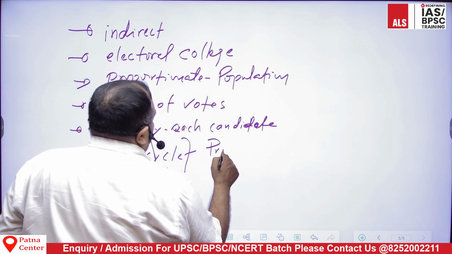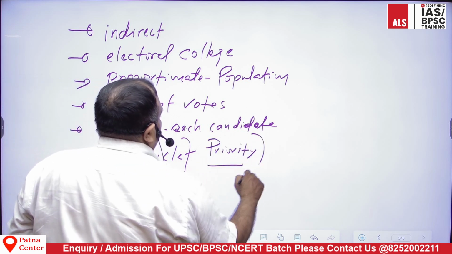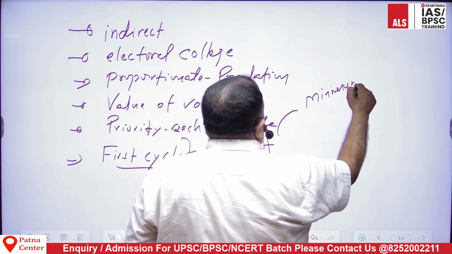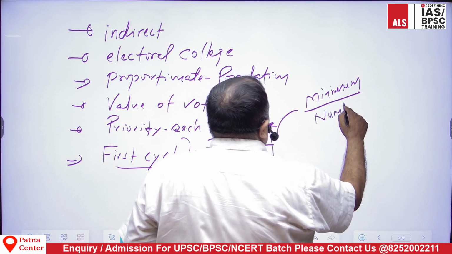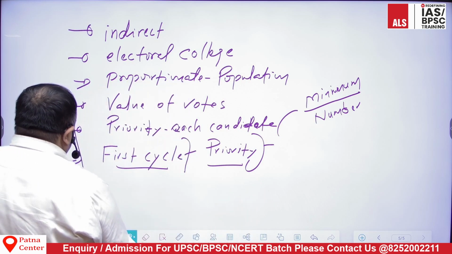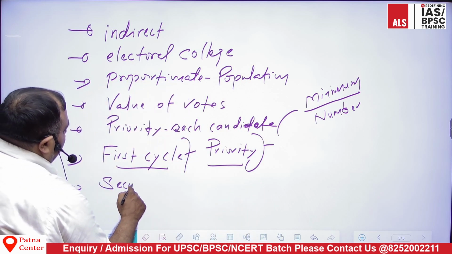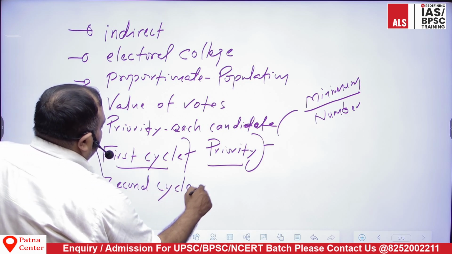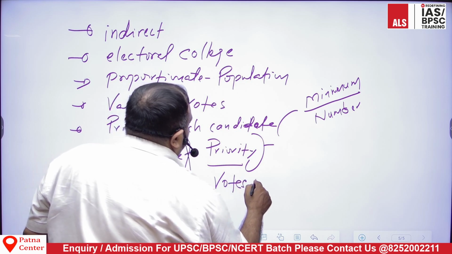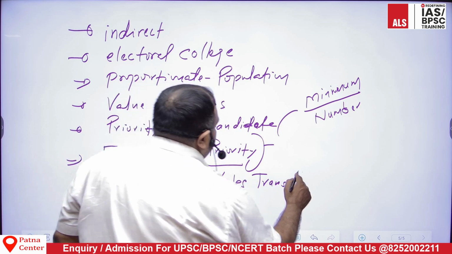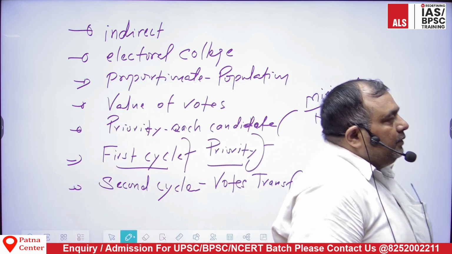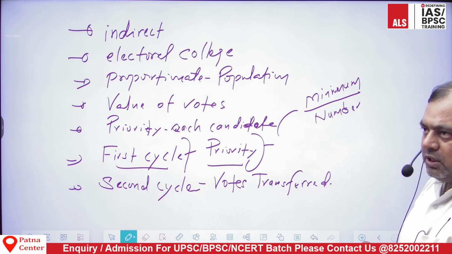All the number one priorities will be counted. If anyone achieves that minimum number, there is no need for further counting. If no one achieves that minimum number, then there will be a need for a second cycle of counting, in which votes can be transferred to another candidate. That is the single transferable vote system.